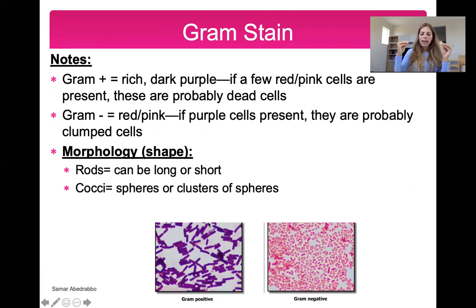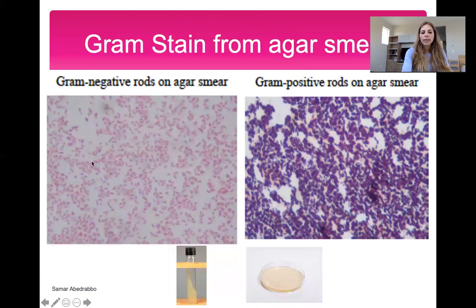a little bit elongated, but coccus are typically very perfect circles. Sorry, I mean coccus are perfect circles, and then rods are the longer ones. And so here are some images.